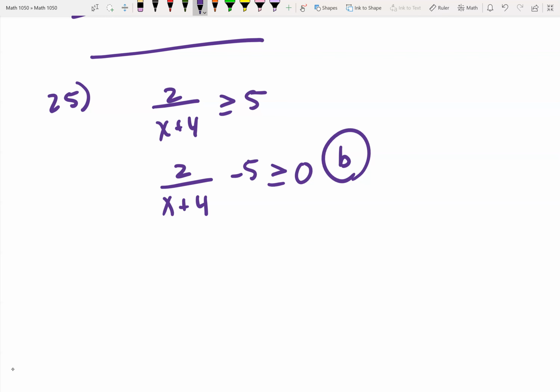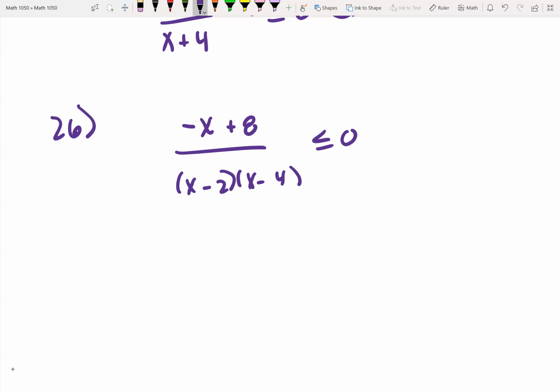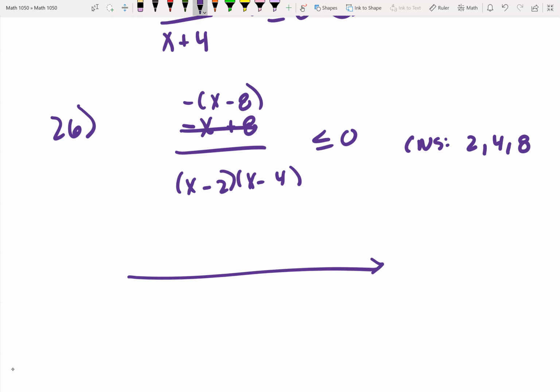All right, so on 26, basically you have negative x plus 8 on the top. I just reordered. The bottom factors 2x and x, and it's going to be 4 and a 2, like that. And I'm actually going to factor that out like that. They give you the critical numbers in the problem, and that would be 2 and 4 and 8. Okay, so now I'm going to go to this number line, and the 2 is going to be here, and the 4 is going to be here, and the 8 is going to be out here. The critical numbers from the bottom are restrictions, so they're open. The 8 comes from the top, so it's closed.